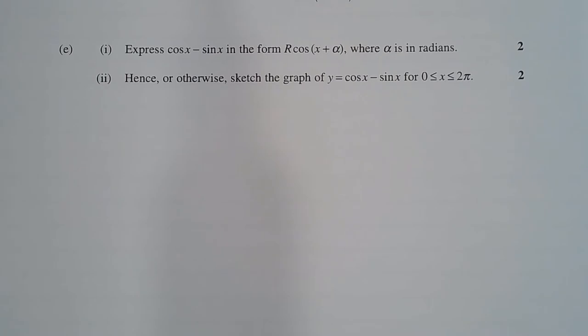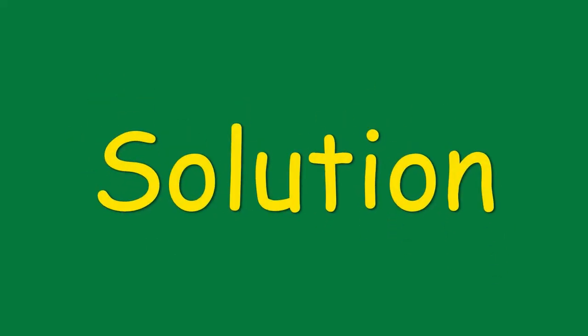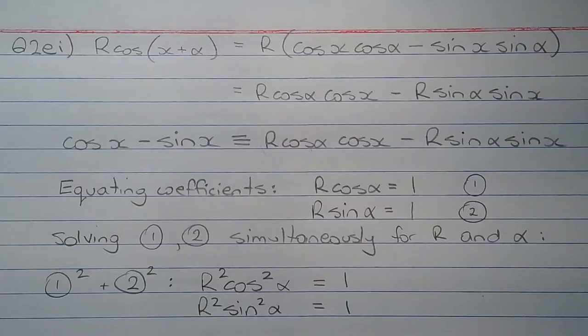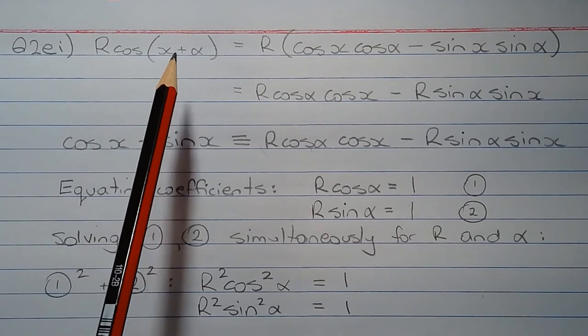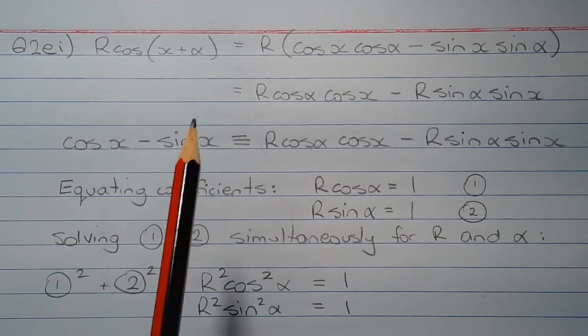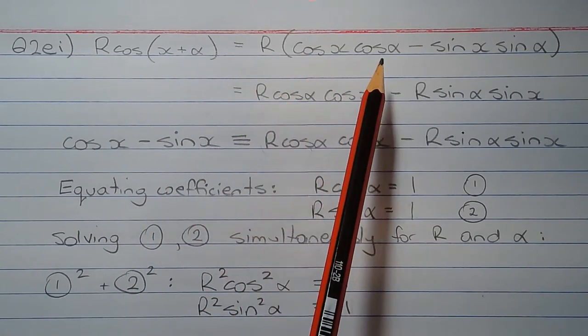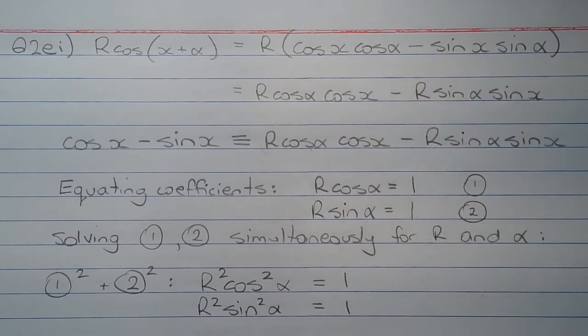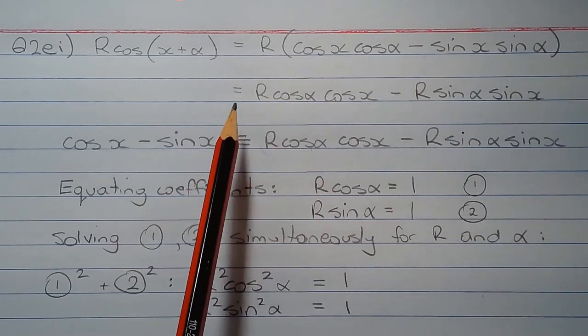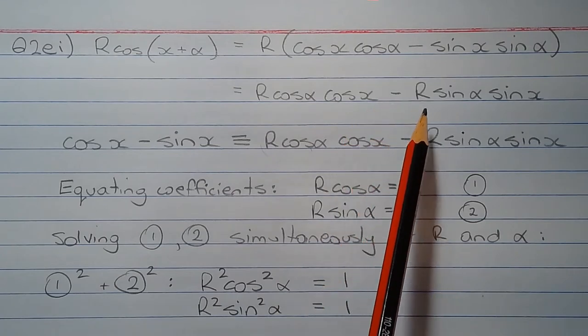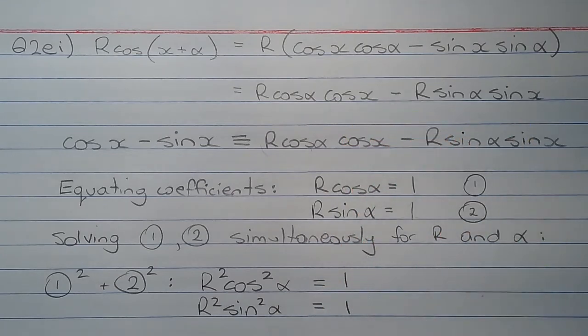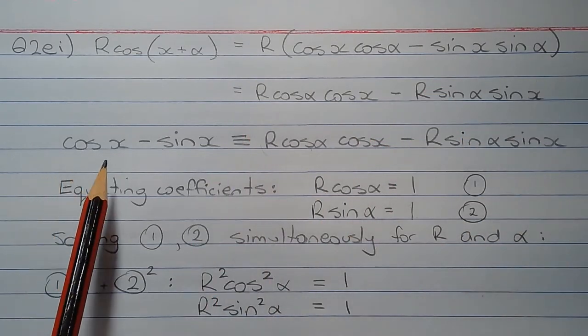Question 2e, part 1. Express cos x minus sin x in the form r cos of x plus alpha, where alpha is in radians. Expanding r cos of x plus alpha using a compound angle expansion, we get r multiplied by cos x cos alpha minus sin x sin alpha. And expanding the brackets, that equals r cos alpha cos x minus r sin alpha sin x. Now, this is identical to cos x minus sin x.